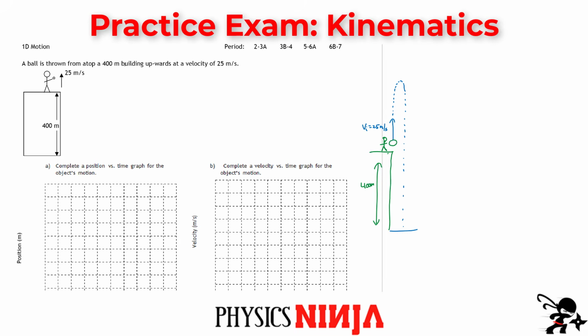A ball is thrown atop a 400-meter building upward at an initial velocity of 25 meters per second. The first thing says complete a position versus time graph and a velocity versus time graph for this particular motion. So I've got it sketched out here. In order to plot these things, it's useful to know a few things. What is the maximum height? So let's go ahead and start that. I start on a building that's 400, but how do I calculate the maximum height?